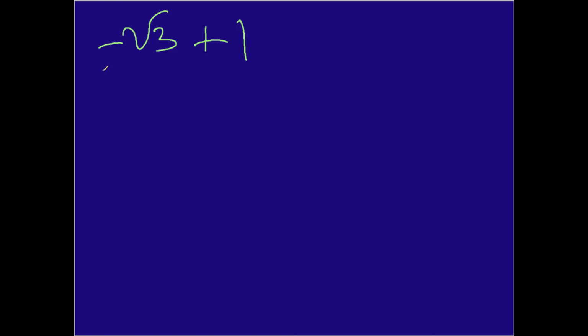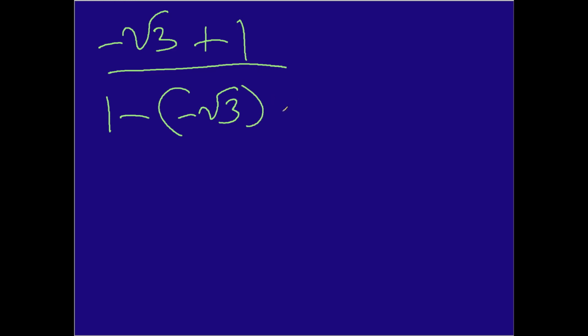All right, nothing radical here. And that's going to be over 1 minus, inside parentheses, negative square root of 3, close the parentheses, times 1. Okay, this is all that we have. This is just what we did. We calculated this before on the previous screen. All we're doing now is plugging it into the actual formula.